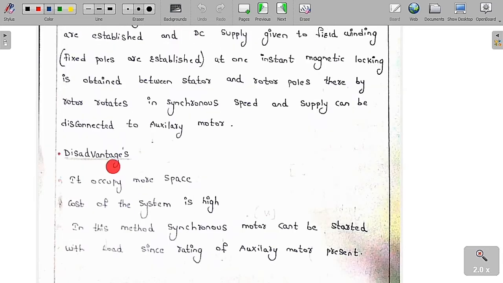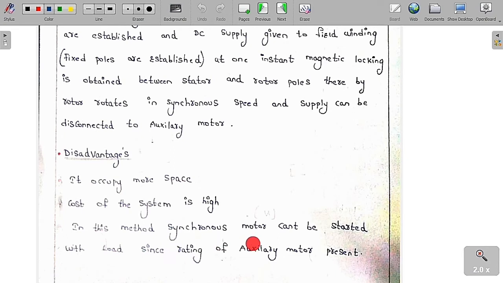The basic disadvantage of this method is it occupies more space because we are using an extra motor. Thus, the amount of space required is very high, and the cost of the system is very high because we need to buy an extra auxiliary motor in order to rotate the synchronous motor. It's a very severe pain in the neck. Buying one motor itself is very costly, and buying one more is a very severe cost. So therefore, the cost of the system is very high.